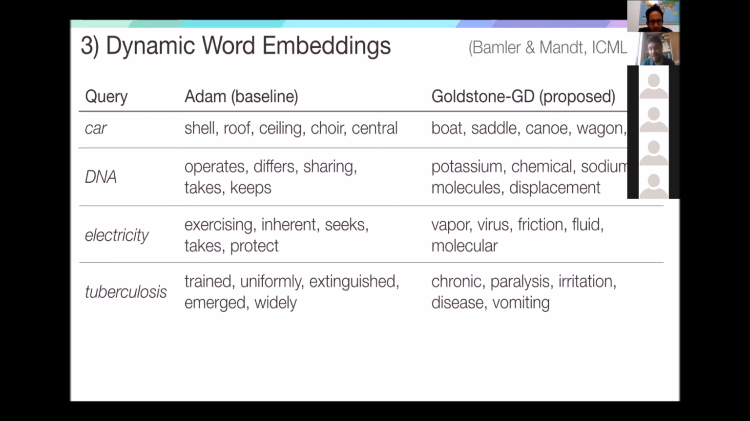And most interestingly, if I look at tuberculosis, which is a term that wasn't coined before 1840, and I look up the nearest neighbors in 1800, I get essentially the symptoms like vomiting and so on. Again, this was only possible using this enhanced optimization scheme that was inspired by theoretical physics.